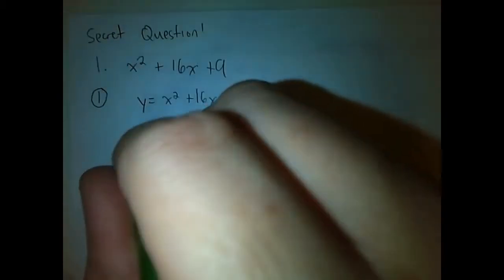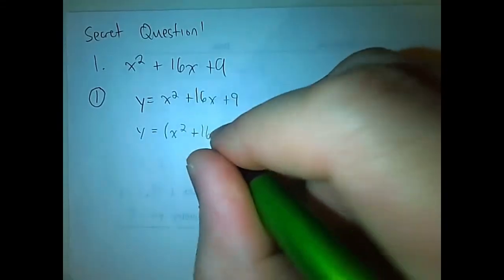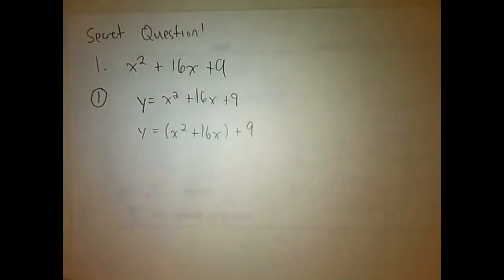So I'm going to just common factor the first 2. There is no number there, so I'm just going to put the first 2 in brackets, like that.